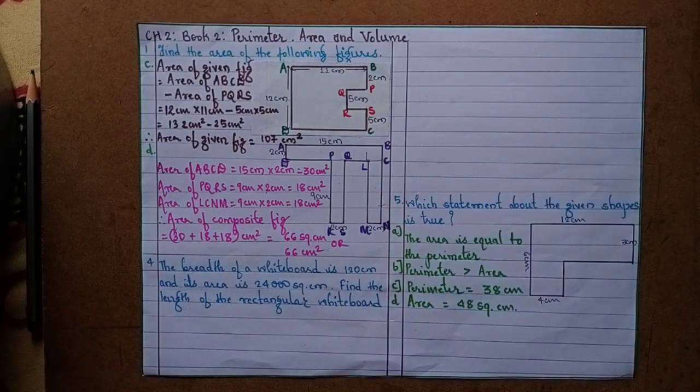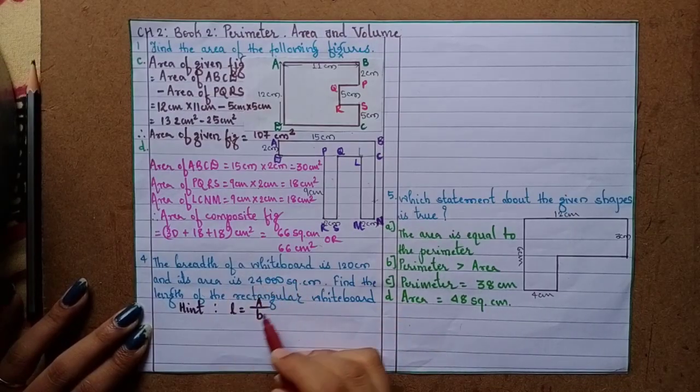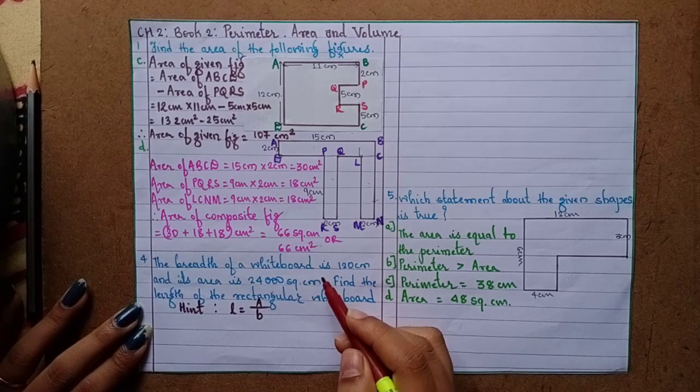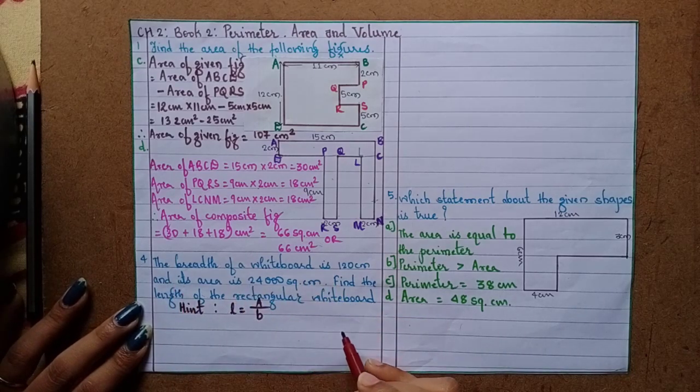This is homework. I'll just give you the hint. I have given a formula. By using the data, you can solve it further. As it is a word problem, you have to write the statement. Breadth of the whiteboard equals 120 centimeter.